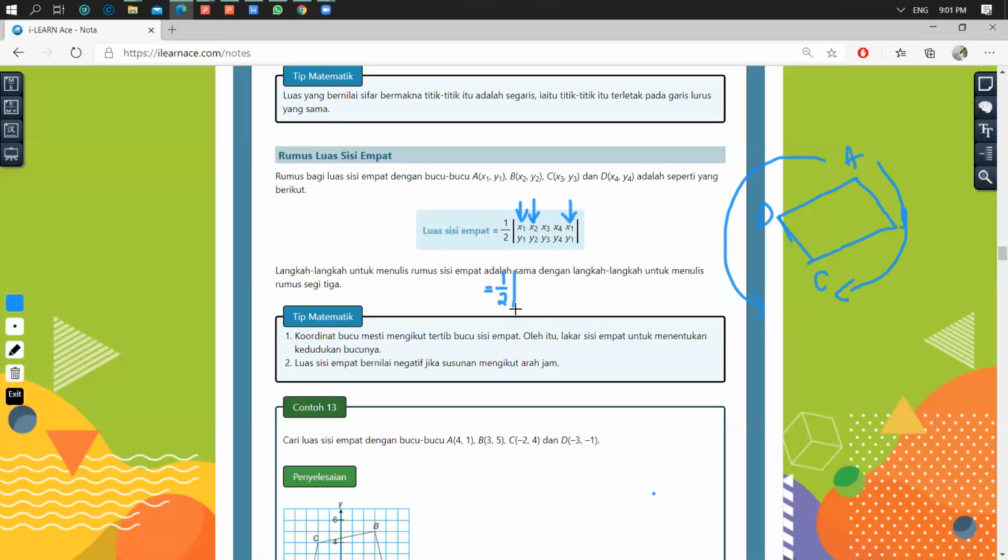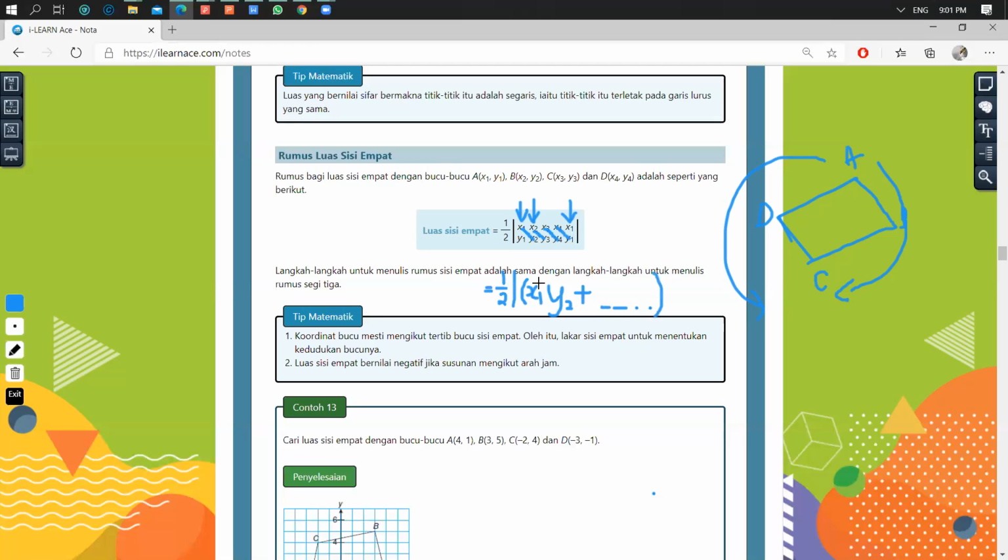Now after coming from here to here, the next step is to multiply. How do we multiply? We go from the top first. Top x1 here times the one at the bottom here, so we're going to do x1 times y2. Then plus the next one, x2 times y3, x3 times y4, x4 times y1. You continue with plus.